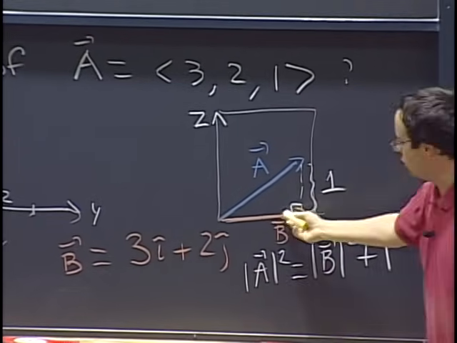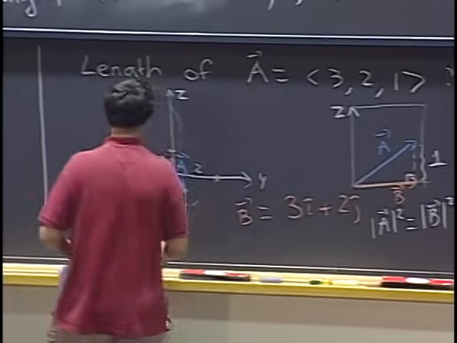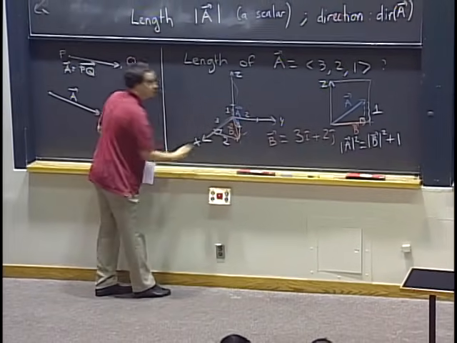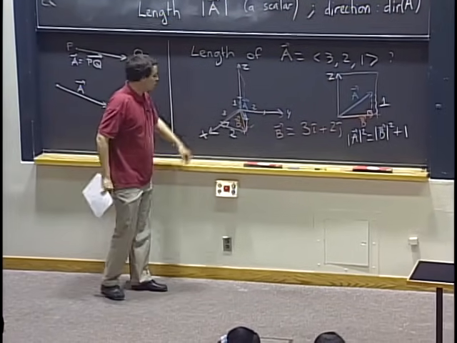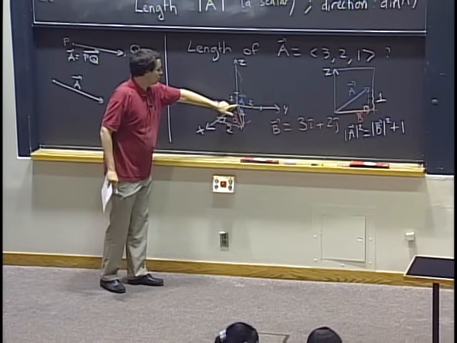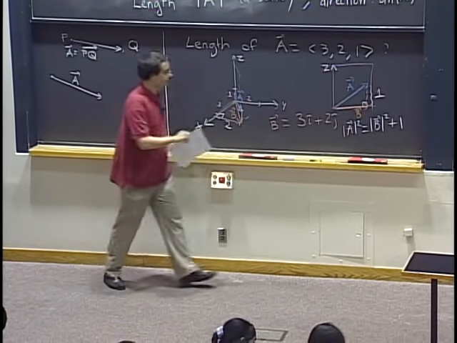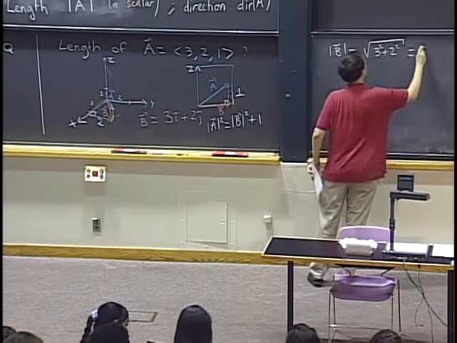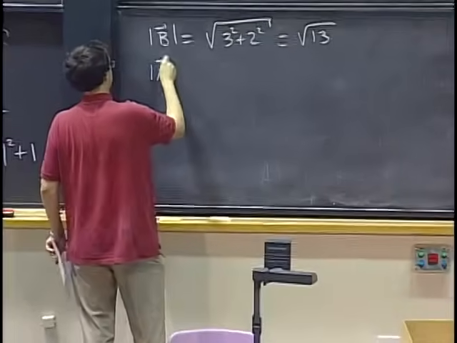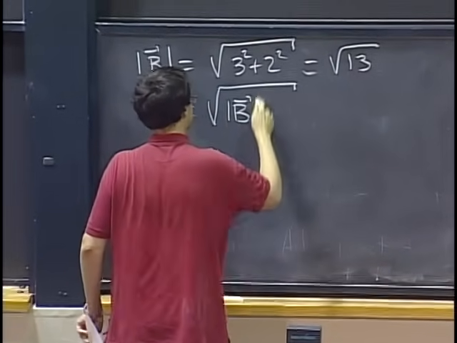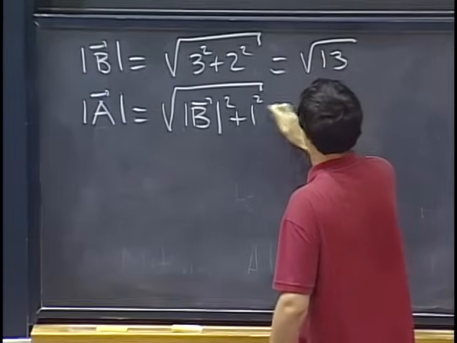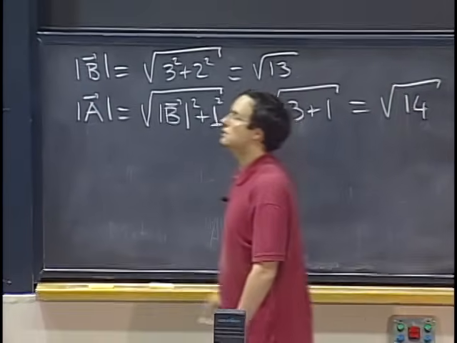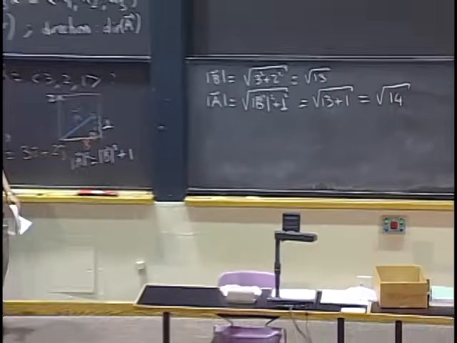Now, we are reduced to finding the length of B. But the length of B we can again find using the Pythagorean theorem in the xy plane, because here we have a right angle. Here we have 3 units, and here we have 2 units. Okay, so if you do the calculations, you will see that, well, length of B is square root of 3 squared plus 2 squared, that's 13, so square root of 13. And length of A is square root of length B squared plus 1 squared, if you want, which is going to be square root of 13 plus 1 is square root of 14. Hence, answer number 2, which almost all of you gave.